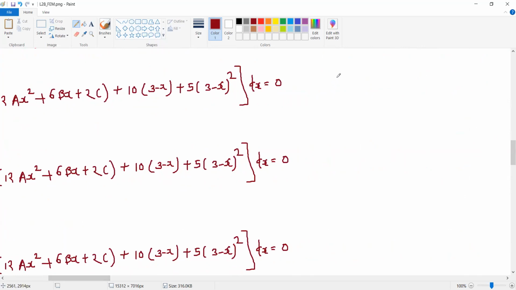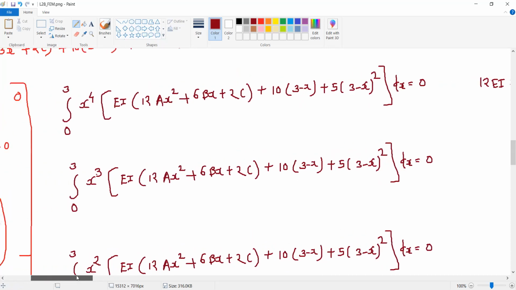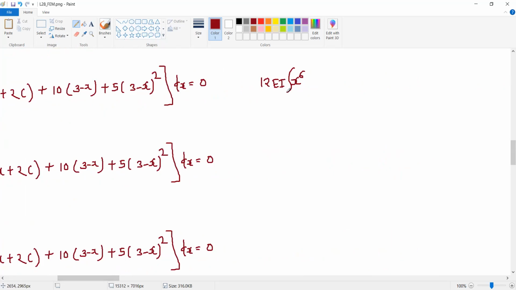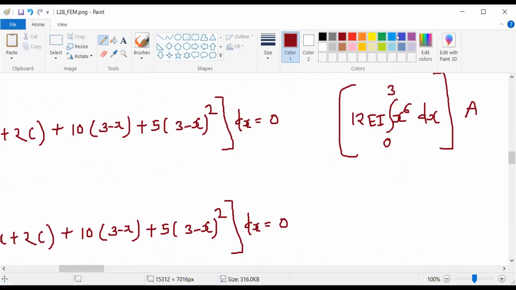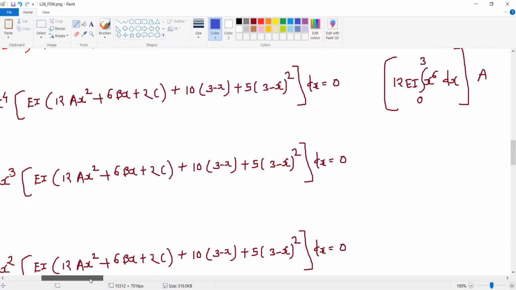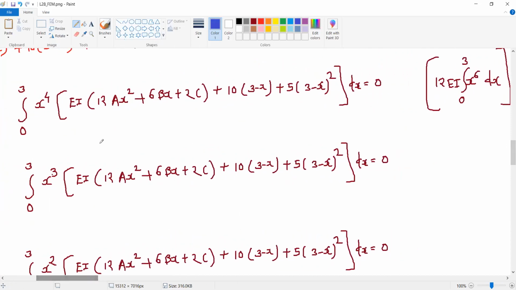So I will write that down here: 12 EI into x raised to 6. Integration of that x raised to 6 needs to be from 0 to 3, dx. This is the coefficient of a. Now let us collect the coefficient of b. You need a bit of patience here, because the problem is mathematical in nature. There is nothing great about it, but you need patience.